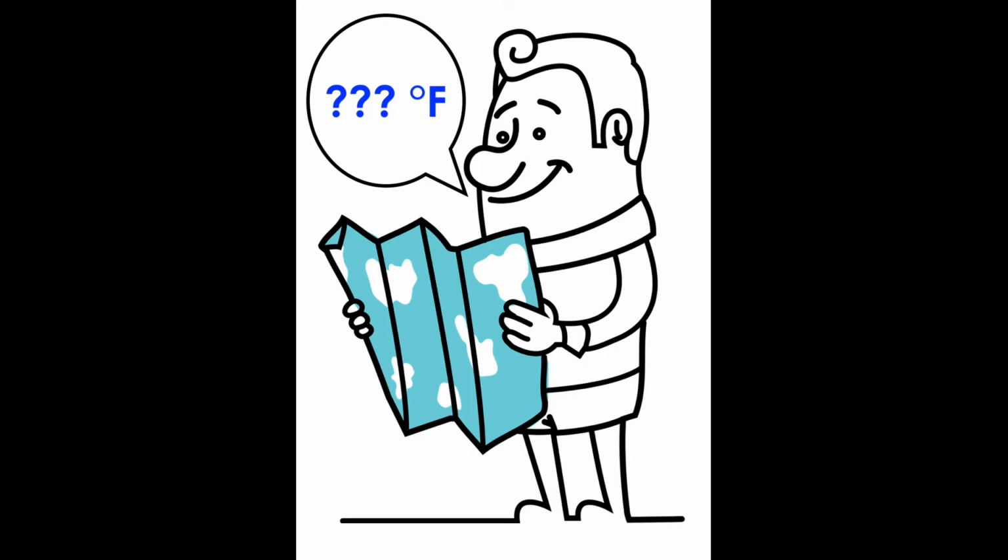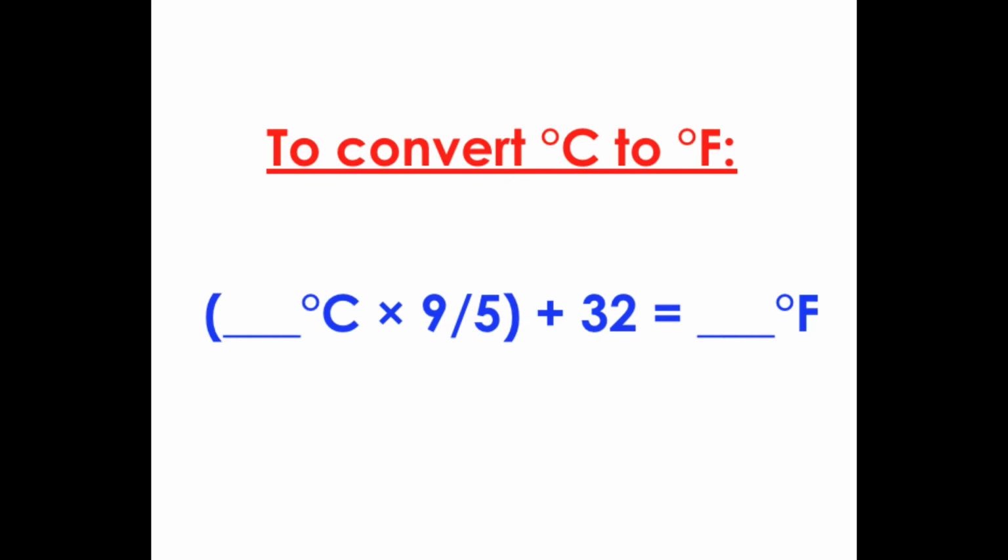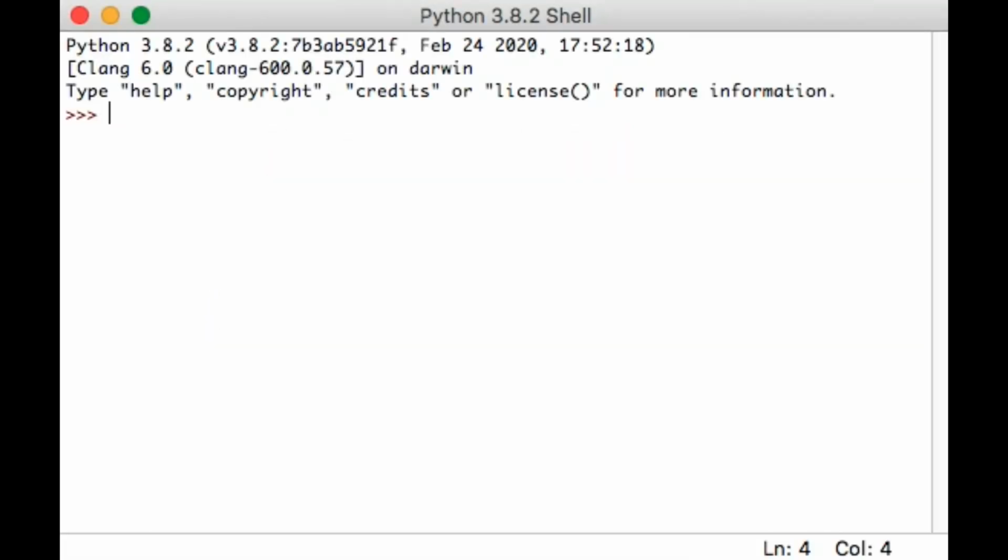First, I need to find the formula for converting Celsius to Fahrenheit. I will search on Google. It says I need to take the temperature in Celsius, multiply by 9, then divide by 5, and finally add 32. I will go to Python and enter the temperature in Celsius, 24.1 multiplied by 9, divided by 5, and added to 32. I don't need to use any parentheses here because everything will be calculated in the right order. Python returns 75.38. So 24.1 degrees Celsius is equivalent to about 75 degrees Fahrenheit.